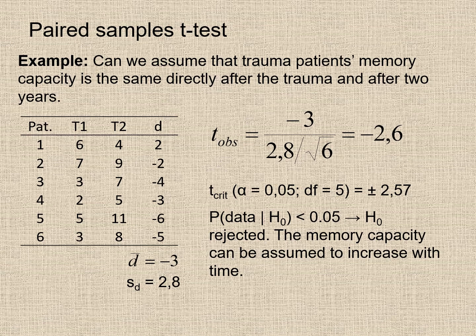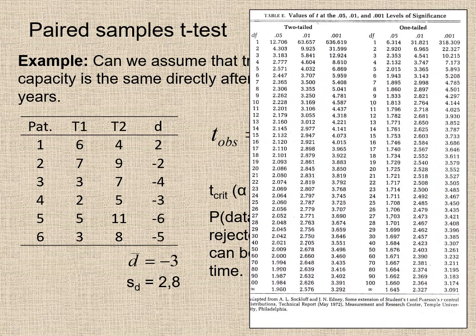Okay, now we could compare this value, -2.6, with the expected value in a table with t-scores. So here we have our table with t-scores. We have a look in the first column, because we're always using significance level 0.05 with two-tail testing. So we keep to column 1, but which row should we look at?